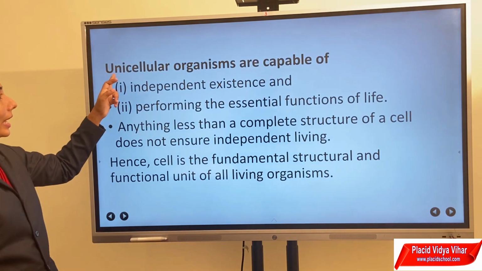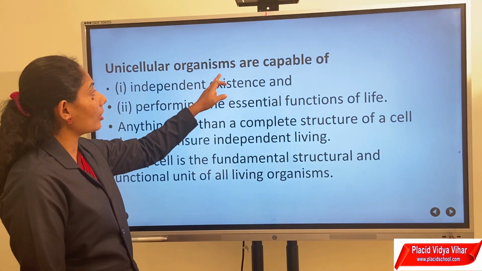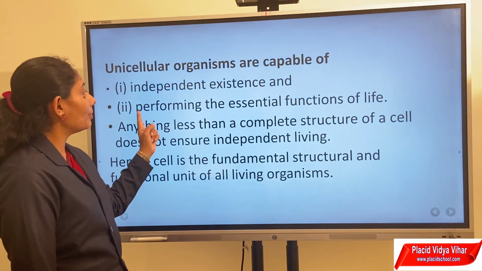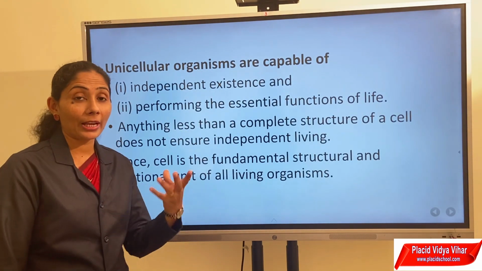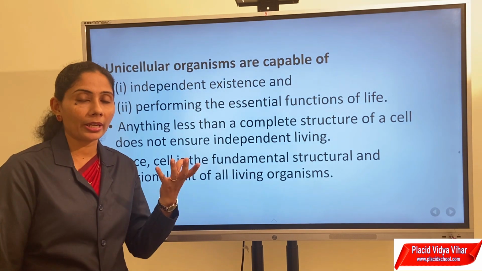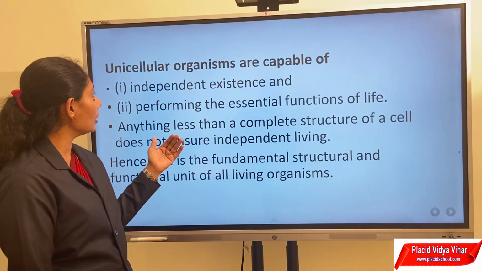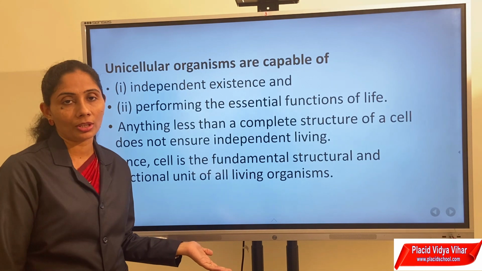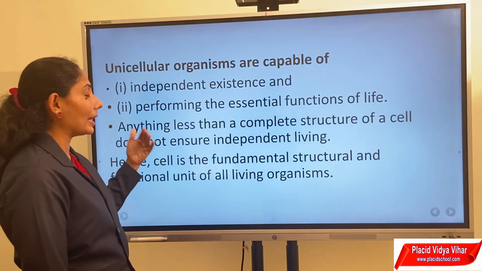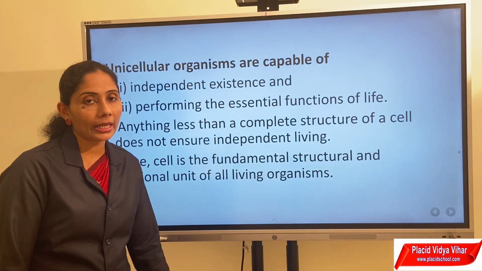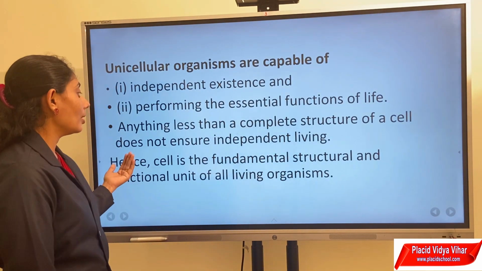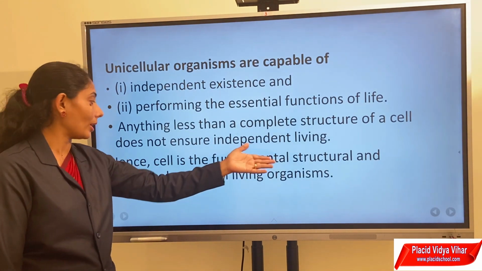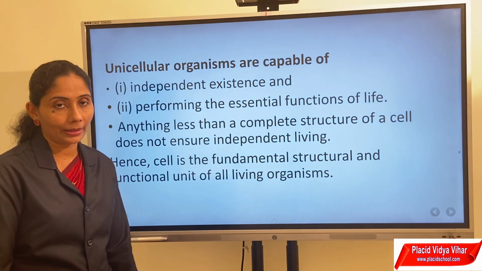Now, when we analyze the unicellular organisms, they are capable of independent existence and perform the essential functions of life. In spite of being single-cell organisms, their body comprising only a single cell, they are able to have an independent existence. They can live independently and perform all the essential functions of life. So it tells us that anything less than a complete cell will not have independent existence, and hence the definition of cell is clear: it is the fundamental structural and functional unit of all living organisms.